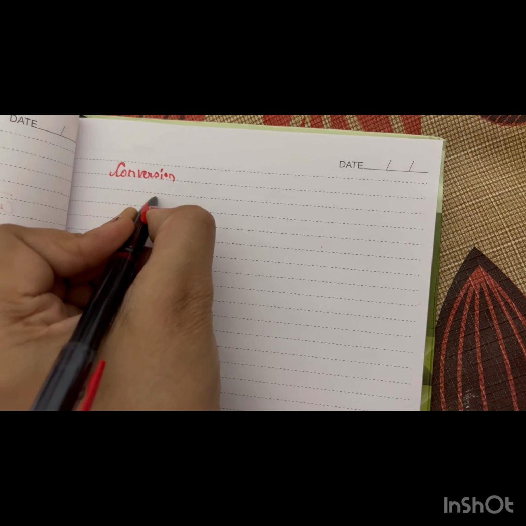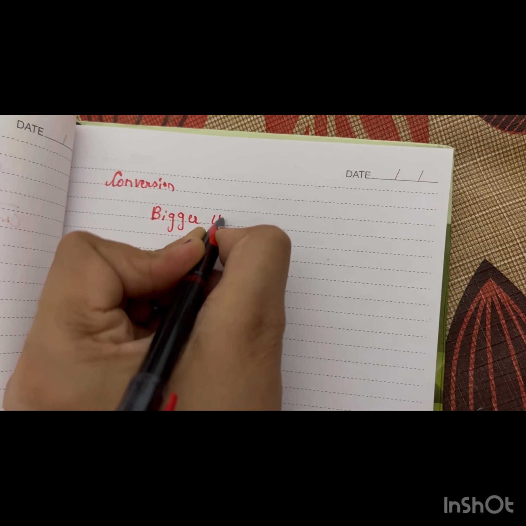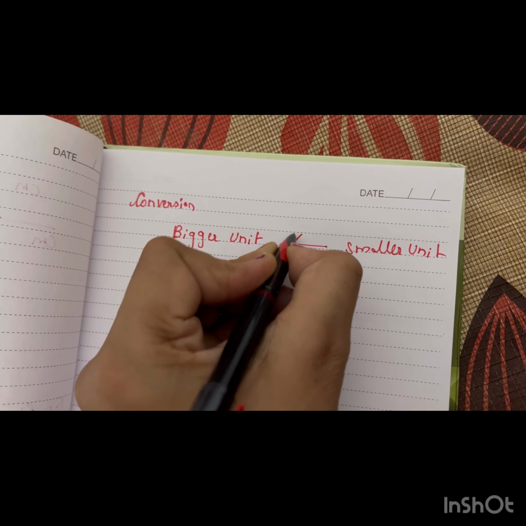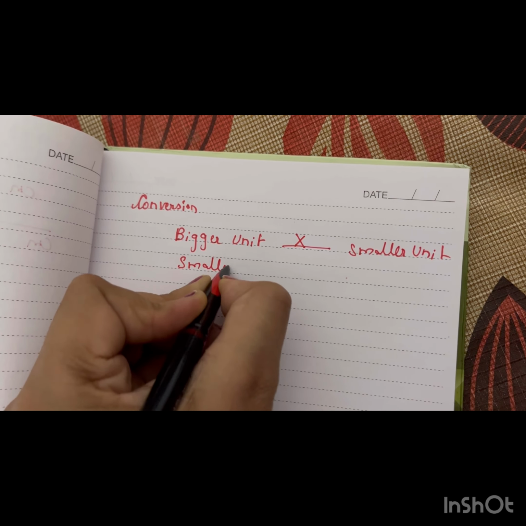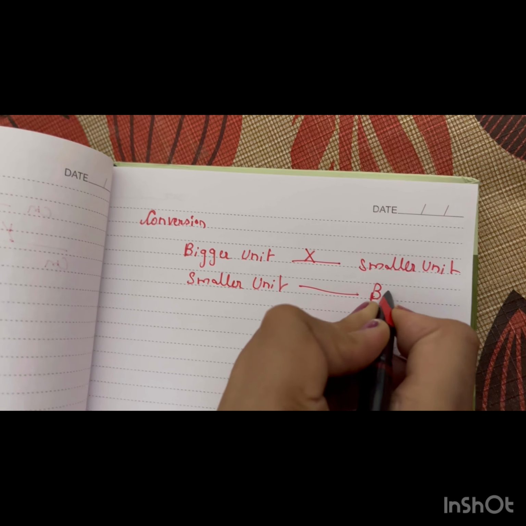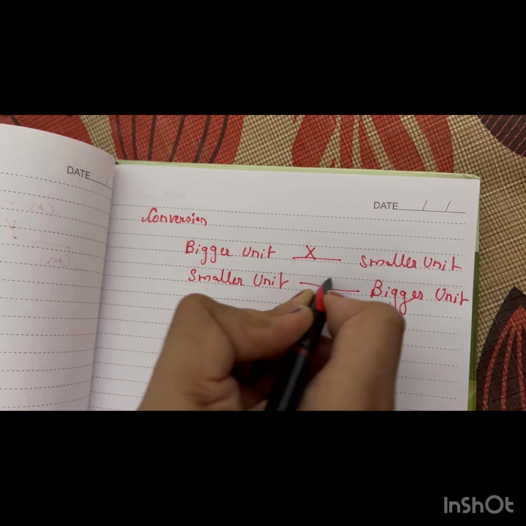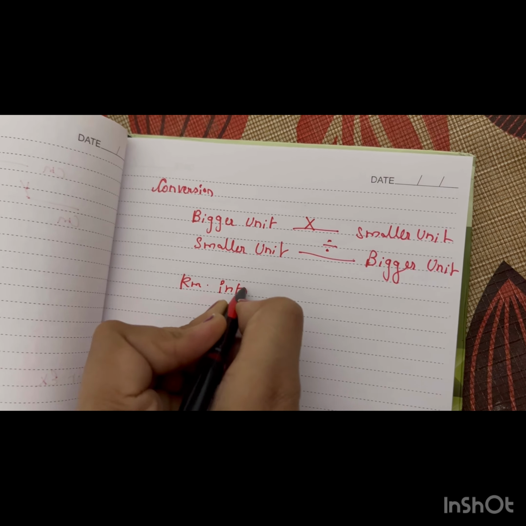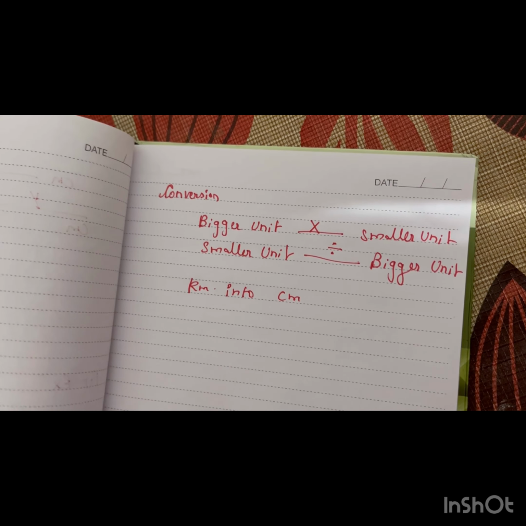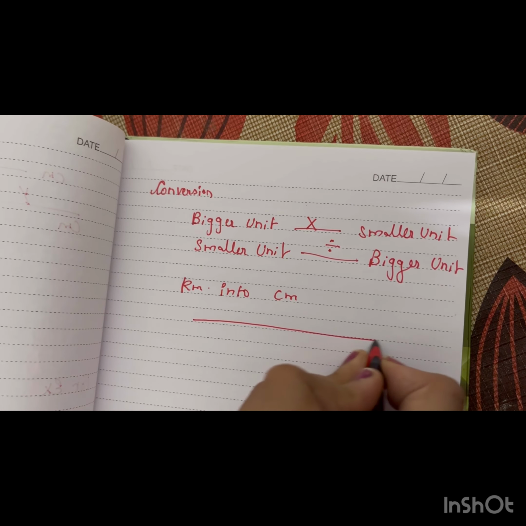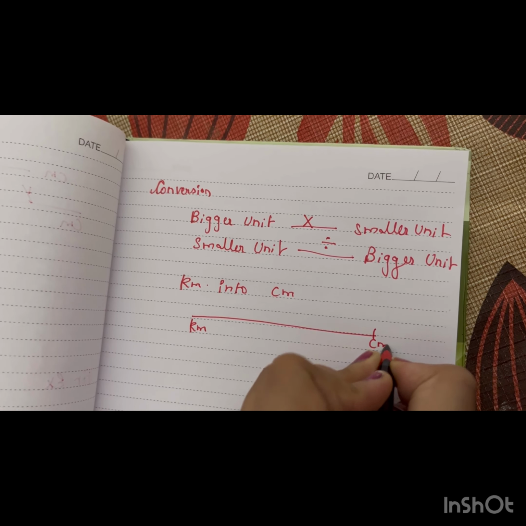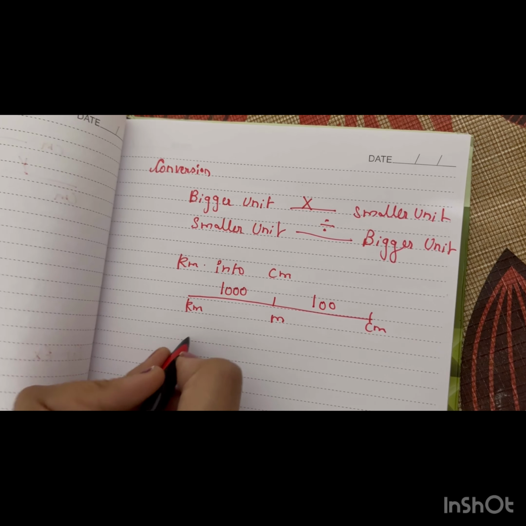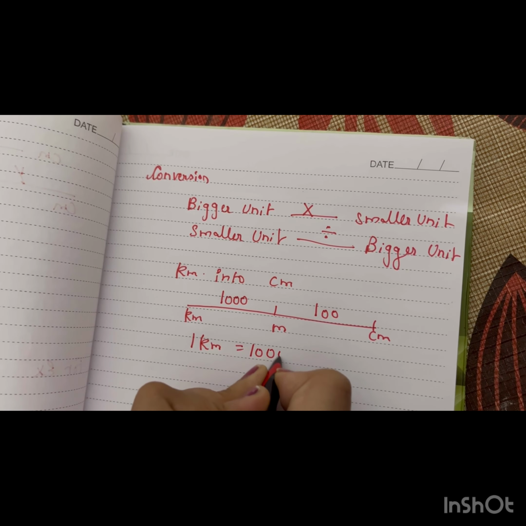Now you know that when you are converting a bigger unit to a smaller unit, you will do multiplication, and when you are going from a smaller unit to a bigger unit, you will do division. For example, if you have to convert kilometer into centimeter, no need to learn how many times you have to multiply by 10. You will just draw one line and write kilometer and centimeter, and you know in between it will come meter. 1 kilometer is equal to 1000 meter, and 1 meter is equal to 100 centimeter. So 1 kilometer will be equal to this much.